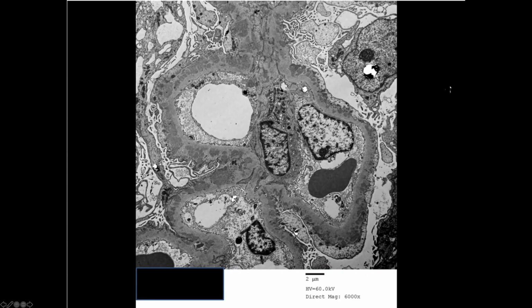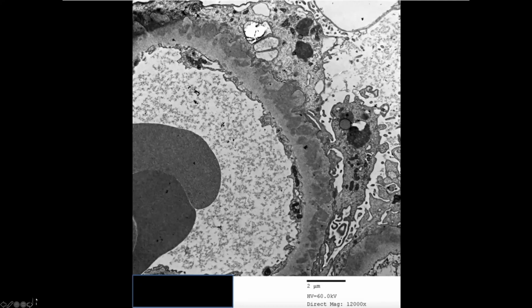Okay, next slide. So blood space, urinary space, subepithelial deposits, effacement of the foot processes. In a few areas it may be normal, but otherwise diffusely effaced.